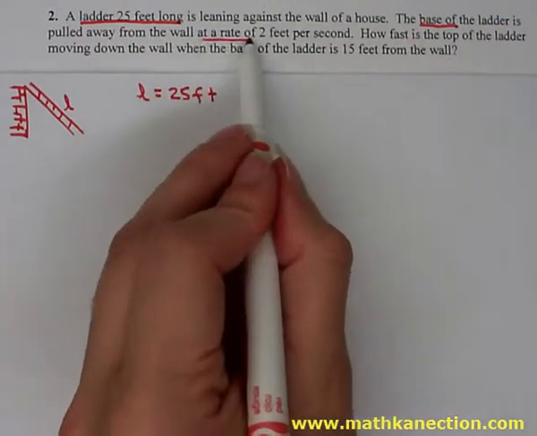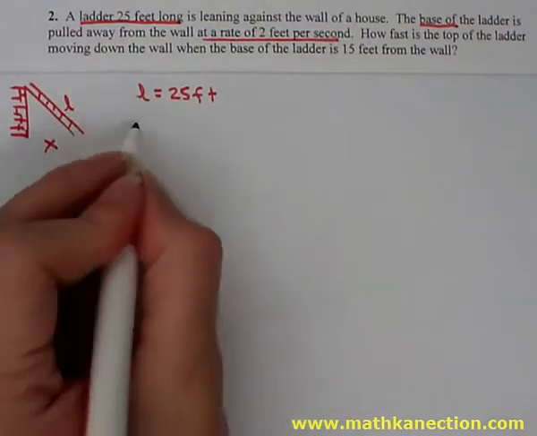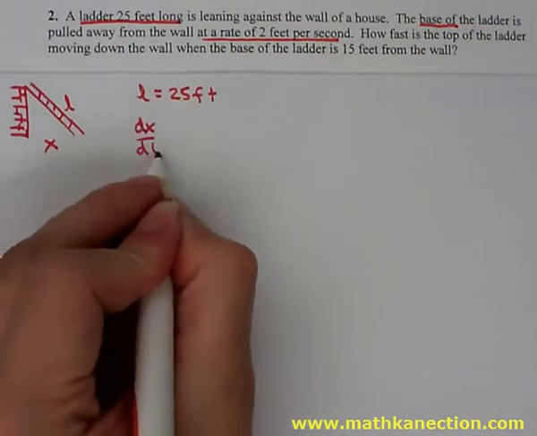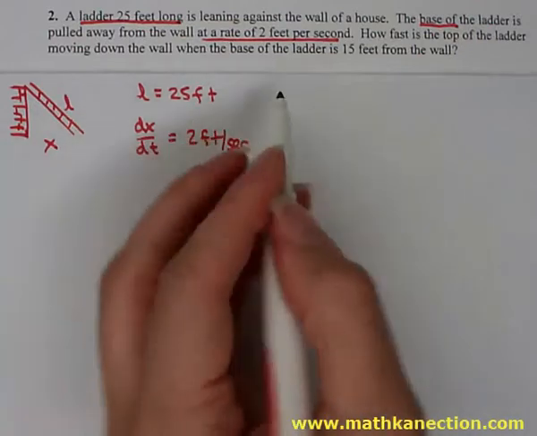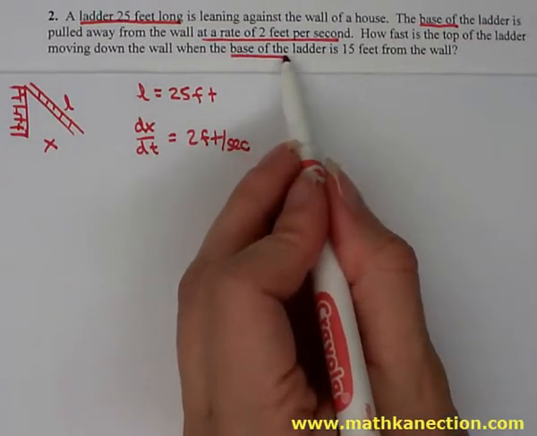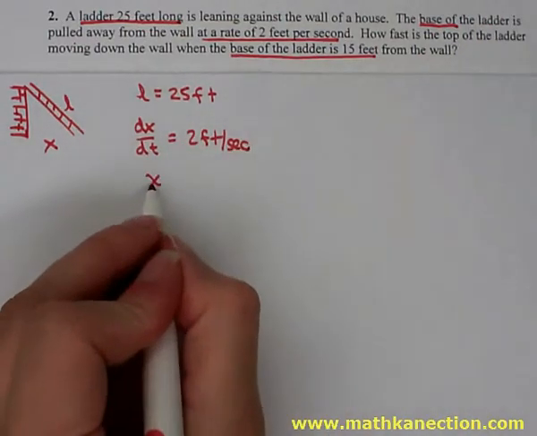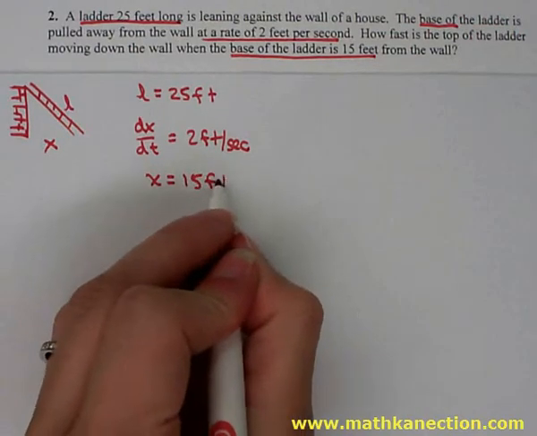The base of the ladder is pulling away from the wall at a rate of 2 feet per second. So the base of the ladder, which is x, dx/dt is equal to 2 feet per second. Another given information is that the base of the ladder is going to be 15 feet from the wall. So the value of x is equal to 15 feet.